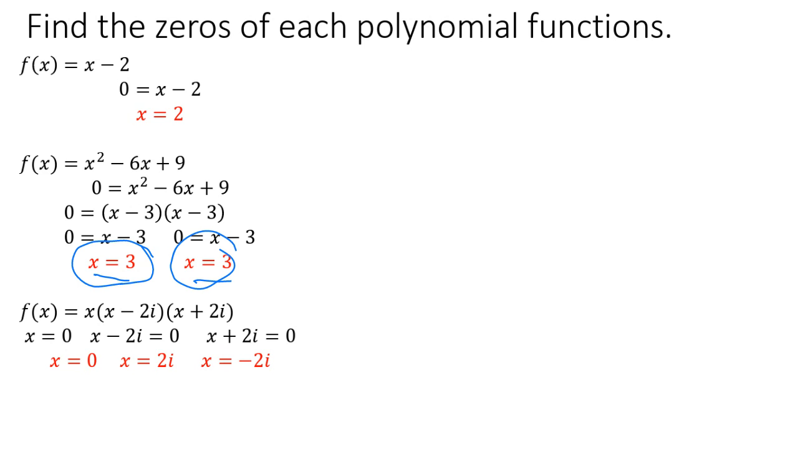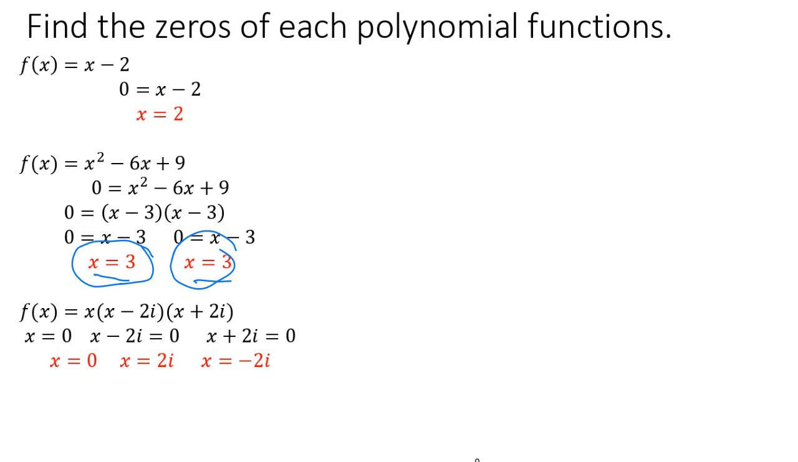Okay. And then the third one, this is already broken up into factors, as you can see here. So I can set my x equal to 0, x minus 2i is equal to 0, and x plus 2i is equal to 0. So for the first one, that's going to be 0. The second one would be if I add 2i on both sides, then I get x equals 2i. And if I subtract 2i, I get x equals negative 2i.